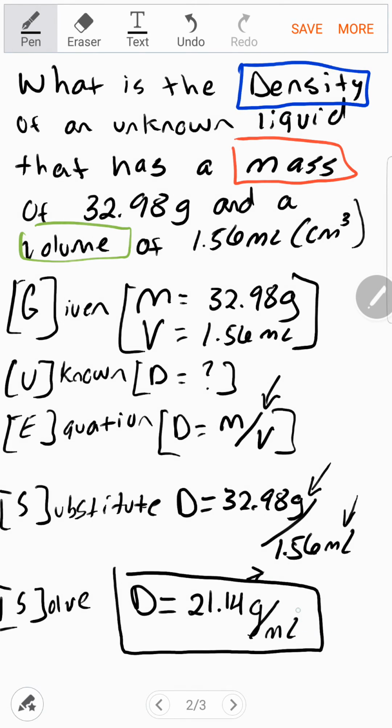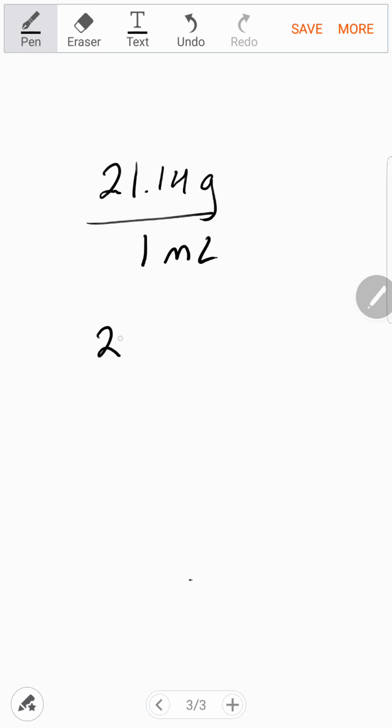Remember, the per means if I had 1 milliliter. Another way to write this that's also correct is 21.14 grams for every 1 milliliter. But I don't need to write that because the 1 is understood. So this is saying 21.14 grams per milliliter.